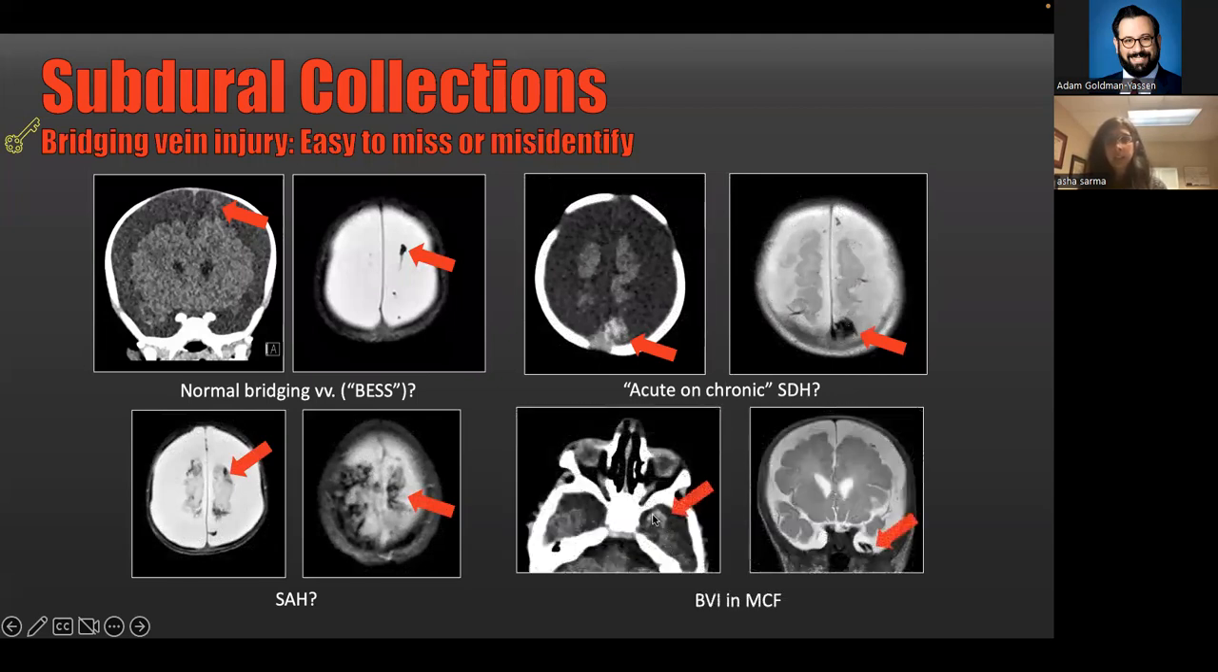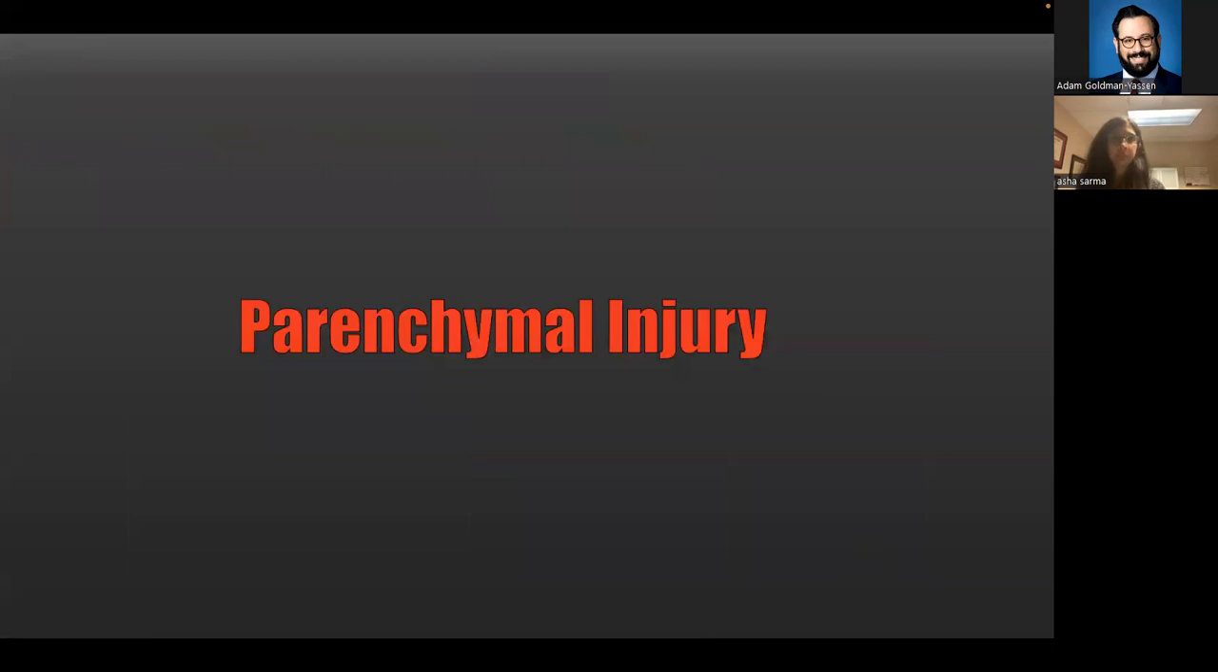And then here is just an example. I just wanted to show one that was in less common locations. So you almost always see them here near the vertex, but here was one that's in the middle cranial fossa. So you can see them in other locations as well.